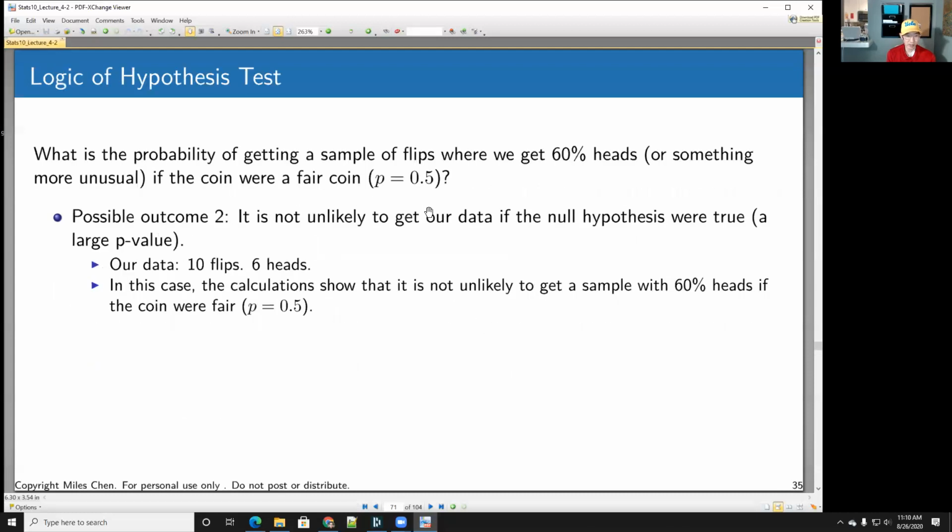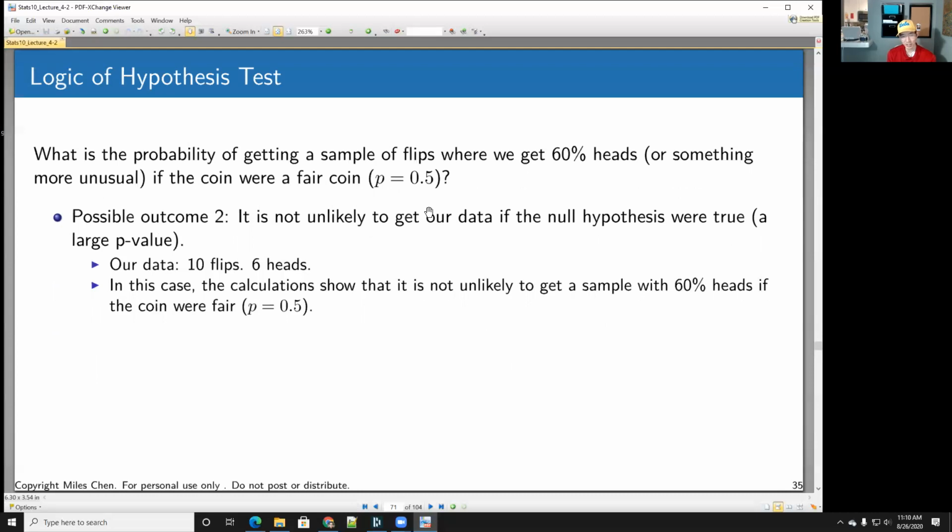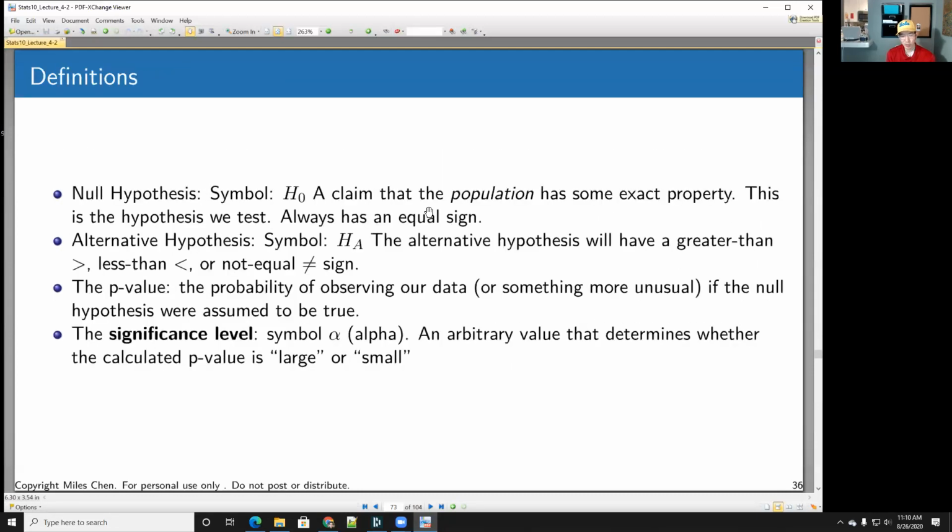Back here, when we talked about the outcomes, we said it's very unlikely to get our data if we have a small p-value, or it's not unlikely if we have a large p-value. Now, how do we decide whether a p-value is large or small? 6 heads out of 10, we said, well, that's not unlikely. We have a high probability there. 600 heads out of 1,000 flips, that's very unlikely. We have a very low p-value, a very low probability of getting that outcome. But what if we have something in between? How do we decide whether this calculated p-value is large or small?